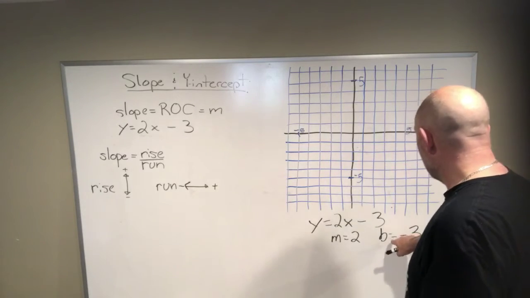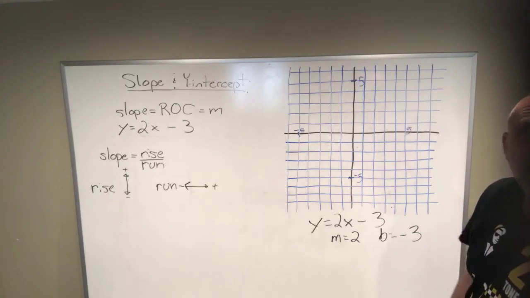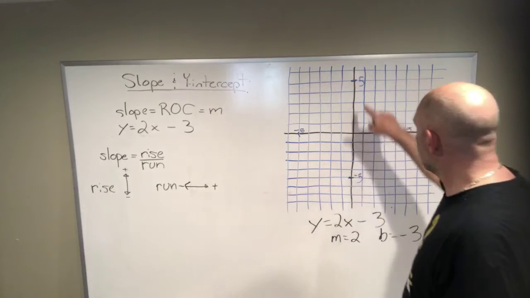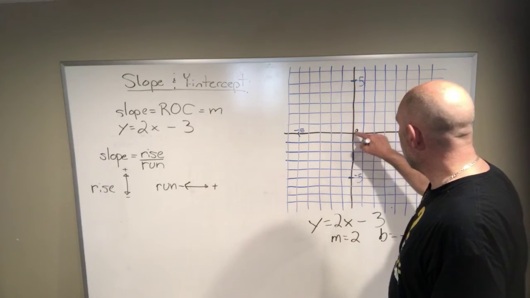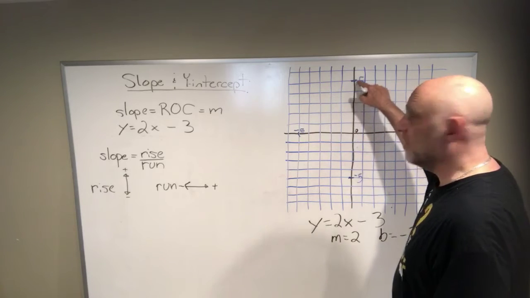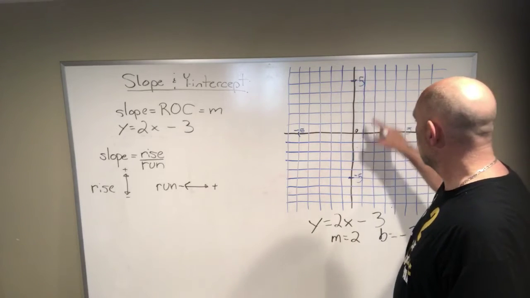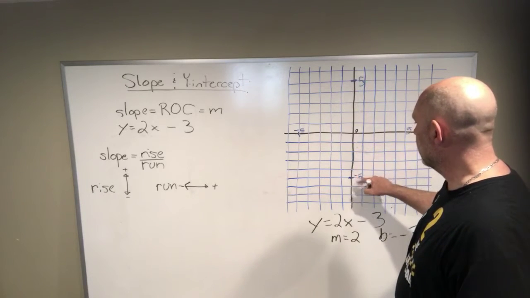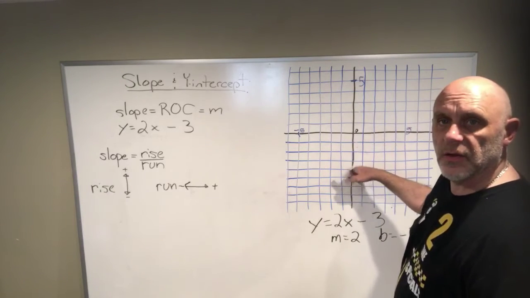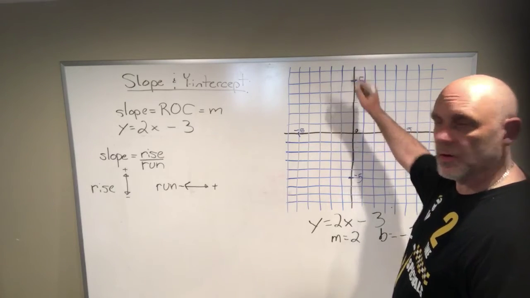It says -3. Look at the scale here. This is 0 for the y-axis. 1, 2, 3, 4, 5. That's the positive direction. And here's the negative direction. -1, -2, -3, -4, -5. Down is negative, up is positive.